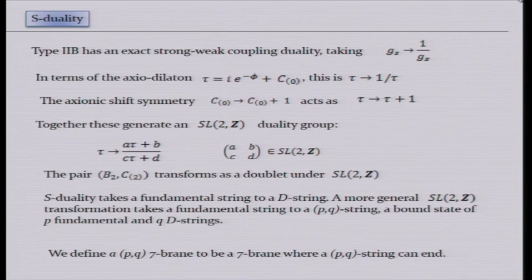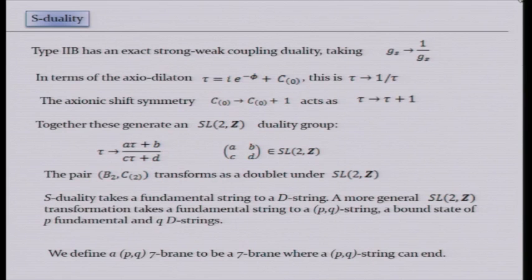Okay, now, what happens with a fundamental string when you take it to strong coupling? Well, it's identified with a D-string of the dual theory. So S-duality takes a fundamental string to a D-string. But that's just under this transformation. Now we could do general SL(2,Z) transformations, right? Because these generate the whole SL(2,Z) group. If you do general SL(2,Z) transformations, you take a fundamental string to what's called a (p,q) string.